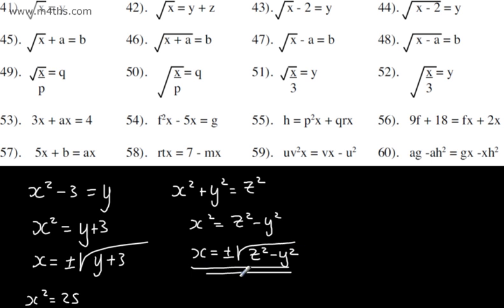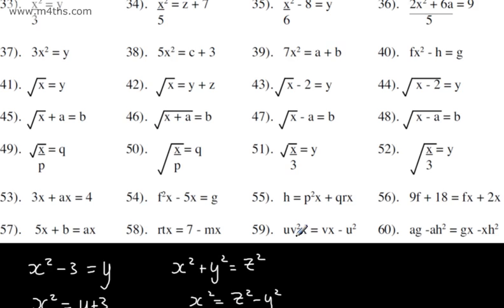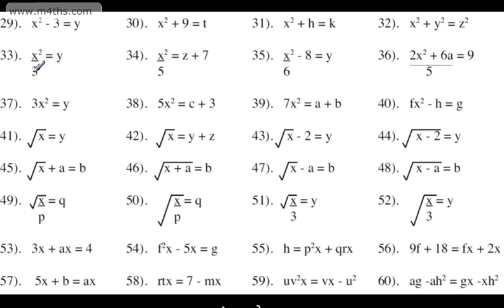And again, make sure you're square rooting both of these terms, not just the square root of z squared minus the square root of y squared. That is not correct.